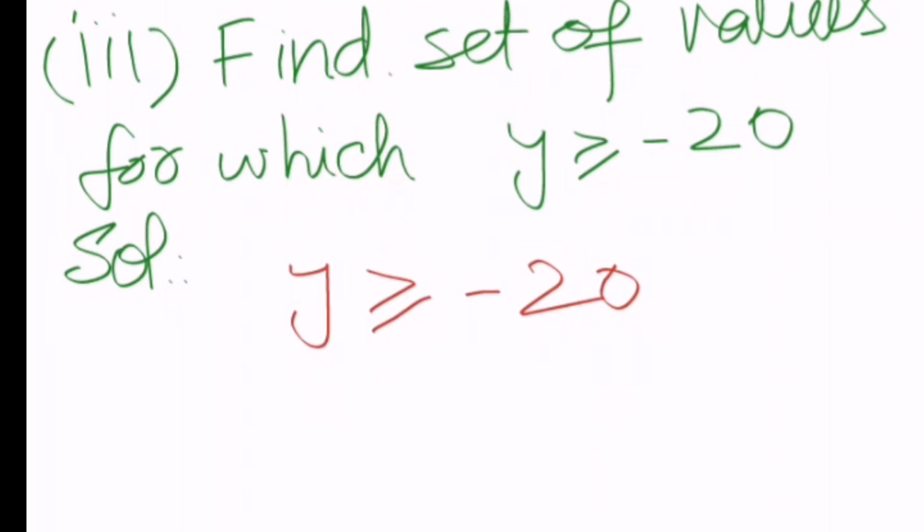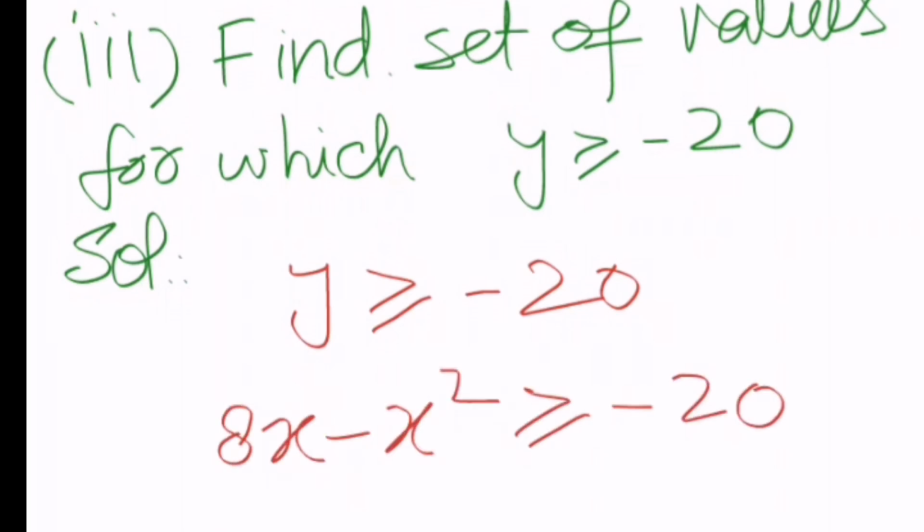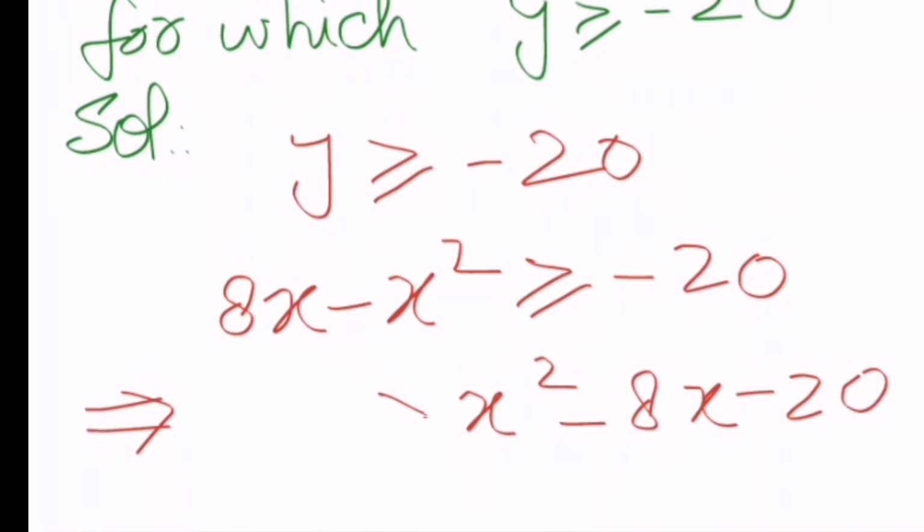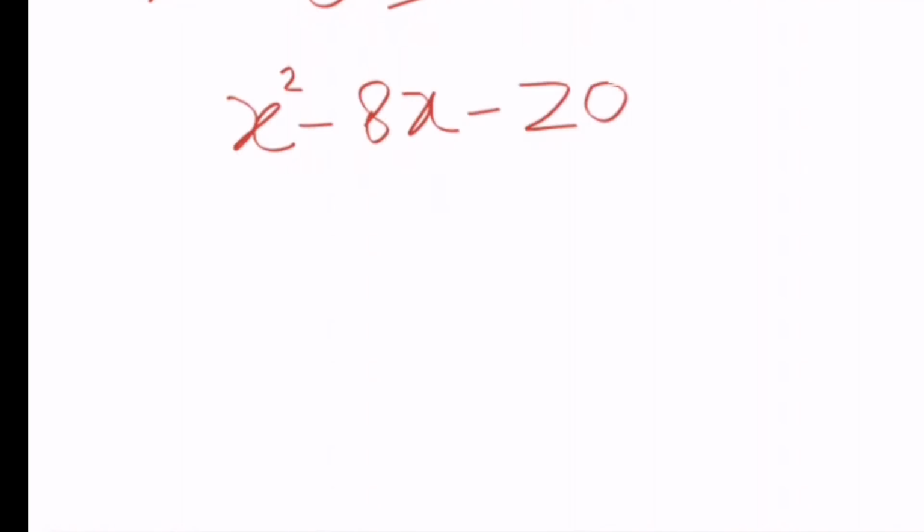Y is 8x minus x square greater than or equal to minus 20. If we take these two left side values to the right hand side, we have x square on that side positive, 8x negative, and 20 is negative on the right hand side, and the inequality sign remains in this form, and on this side it is 0. What will we have then? We can write x square minus 8x minus 20 is less than or equal to 0.